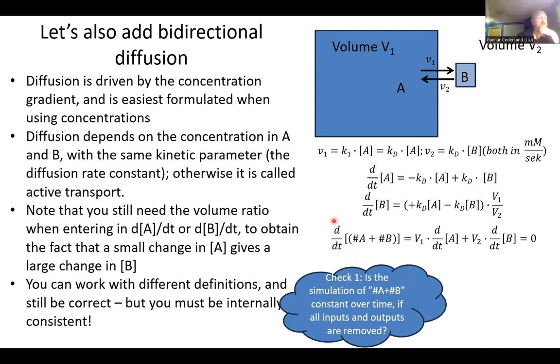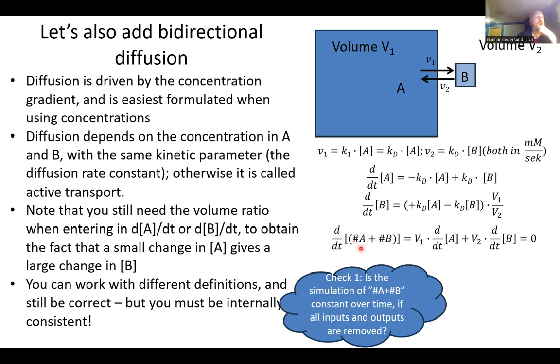So we want to have the time derivative of A plus B, and we want it to be zero. So then we do the same thing as we did before. We use the fact that the time derivative is a linear operator, so that we can break out any constant, and we can break up any addition. So the d/dt of the amount of A plus the amount of B is the same as the d/dt for the amount of A plus d/dt for the amount of B.